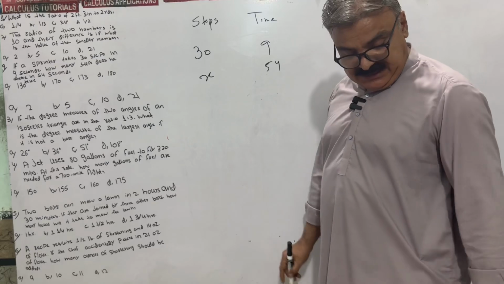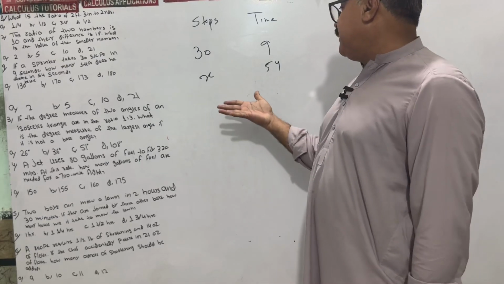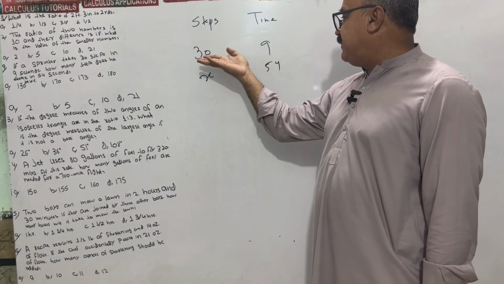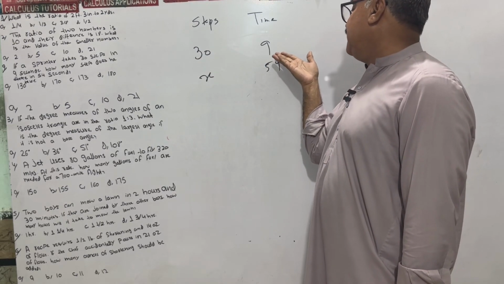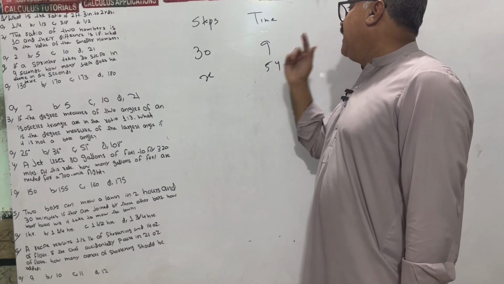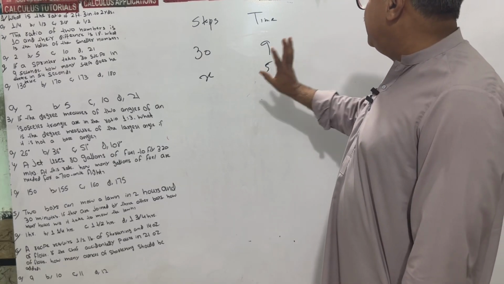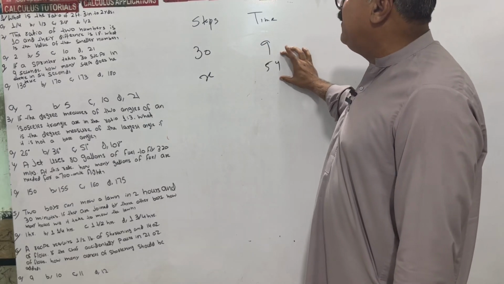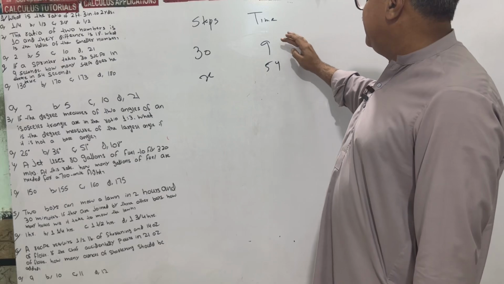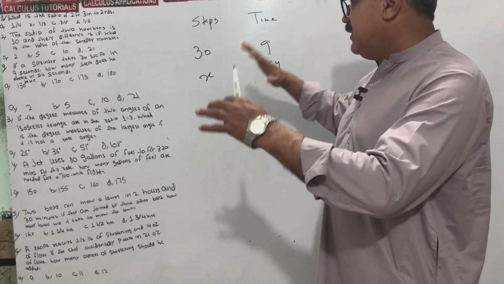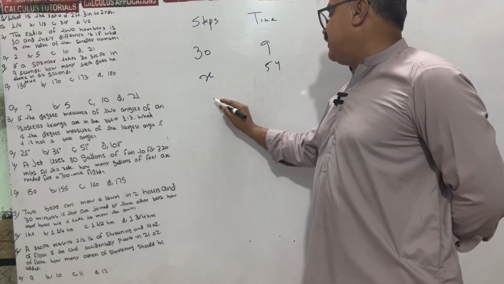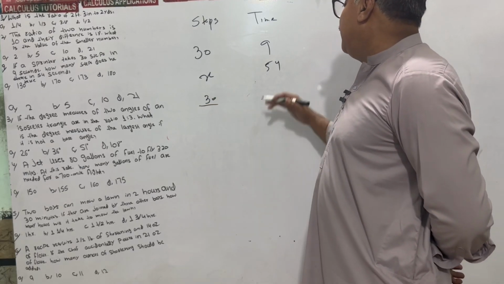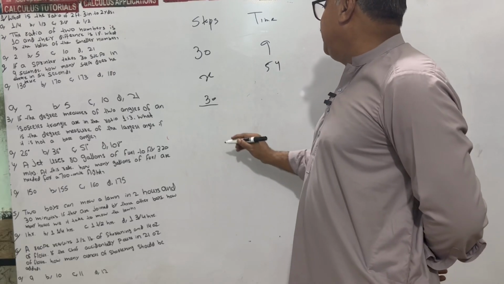A sprinter took 30 steps in 9 seconds. We are asked to find the number of steps to be taken by the sprinter in 54 seconds. The units are parallel, seconds and steps. It's a direct ratio. The more the time, the more steps to be sprinted.